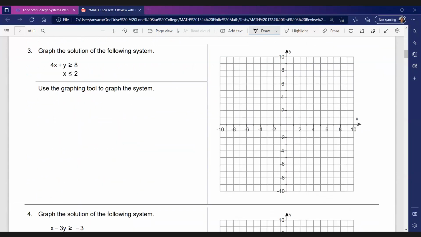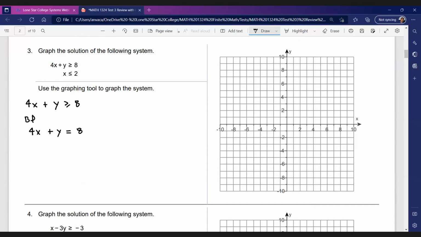Example 3. Graph the solution of the following system. So what we're going to do here is graph these two inequalities on the same grid, okay? So the first inequality is 4x plus y greater than or equal to 8. And so the first thing we're going to do is talk about the boundary line. The boundary line will be the line 4x plus y equals 8.